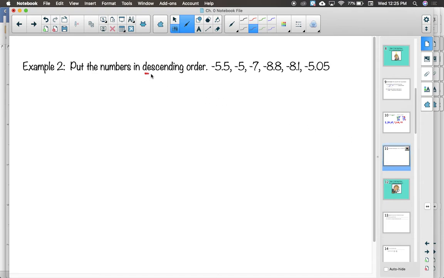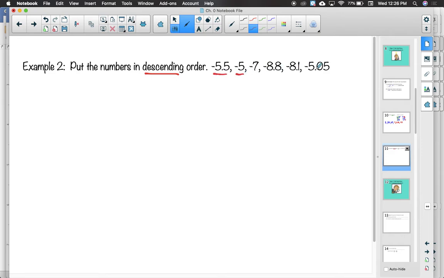Put the numbers in descending order. So now I'm looking for my largest number and working to my smallest number. And this is kind of a tricky one because they're all negatives. So I'm looking for the number that is largest. So I'm looking for the number that's going to be closest to 0 to get started. All right, so right here, as I look at my whole numbers, I've got -5, -5, -5. Those are my 3 biggest numbers.